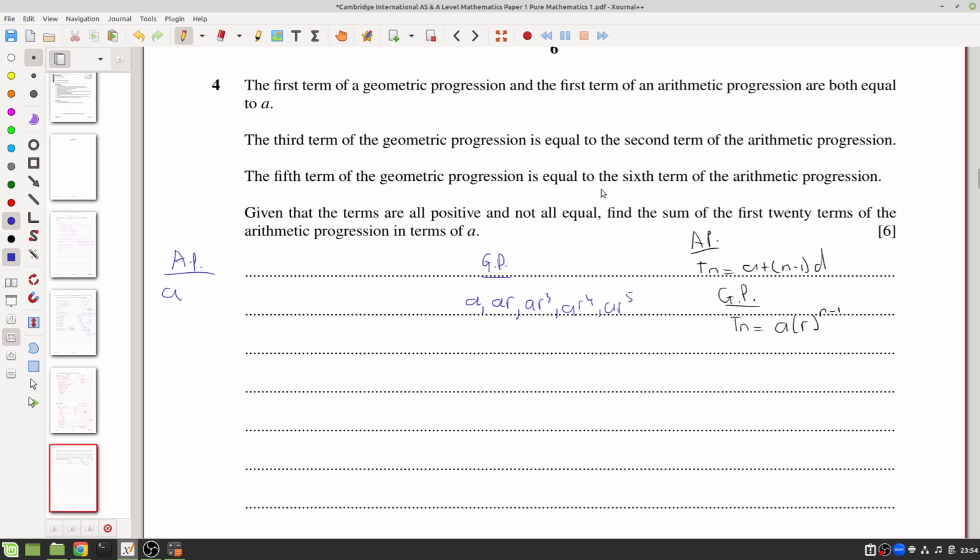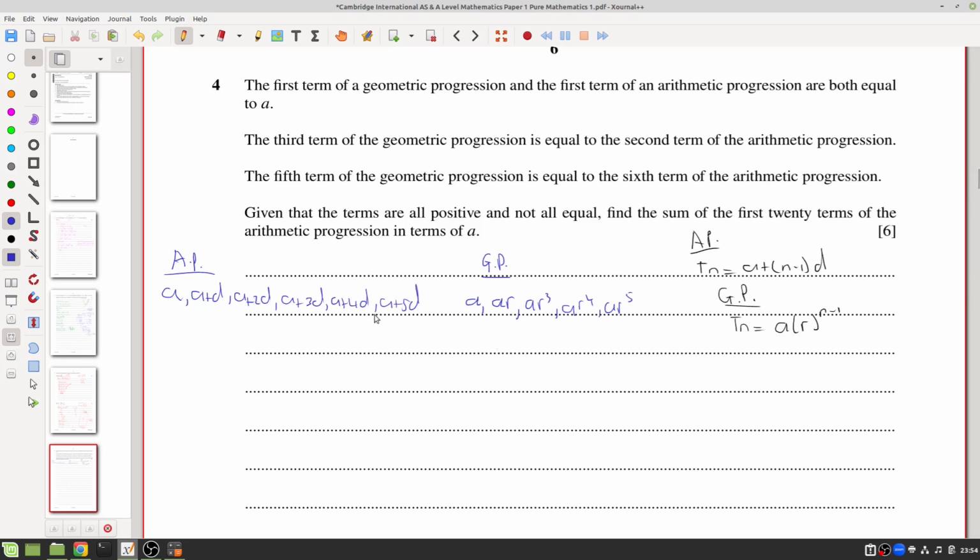We've got the fifth term of the GP and the sixth term of an AP. So we have to go to the sixth term. The second term would be a plus d. The third term would be a plus 2d. Fourth term, a plus 3d. Fifth term, a plus 4d. And the sixth term, a plus 5d.